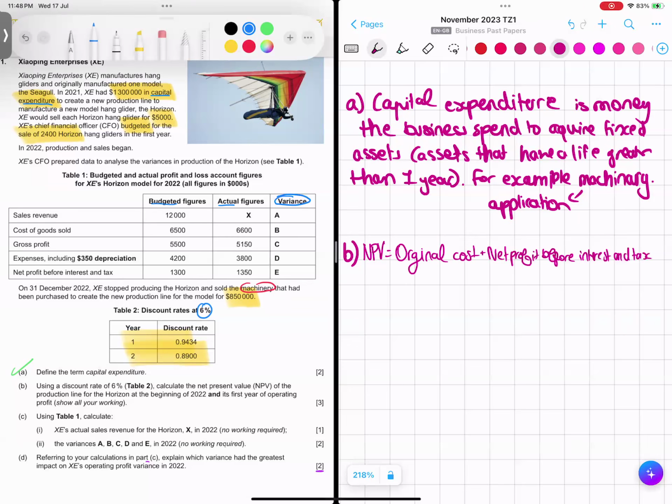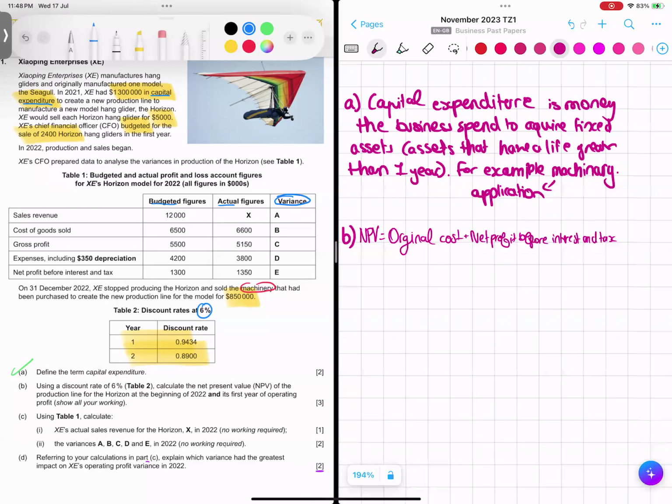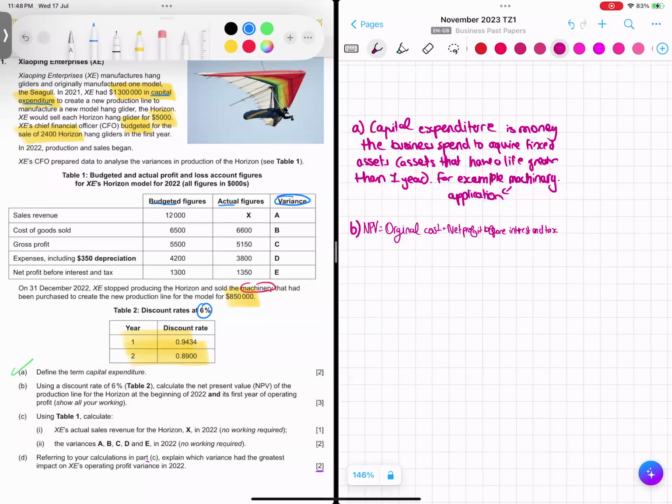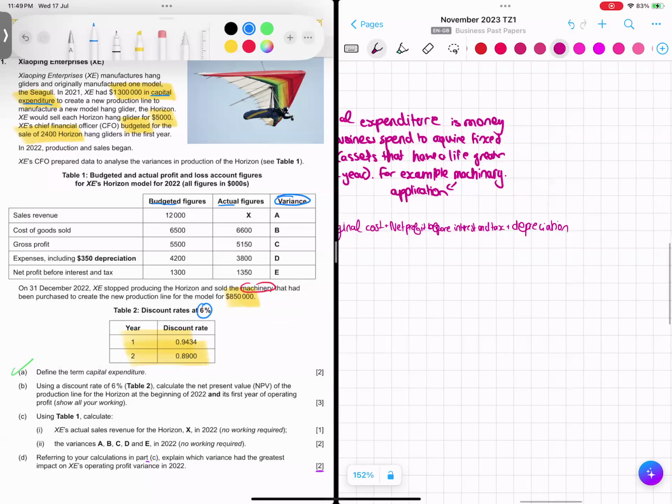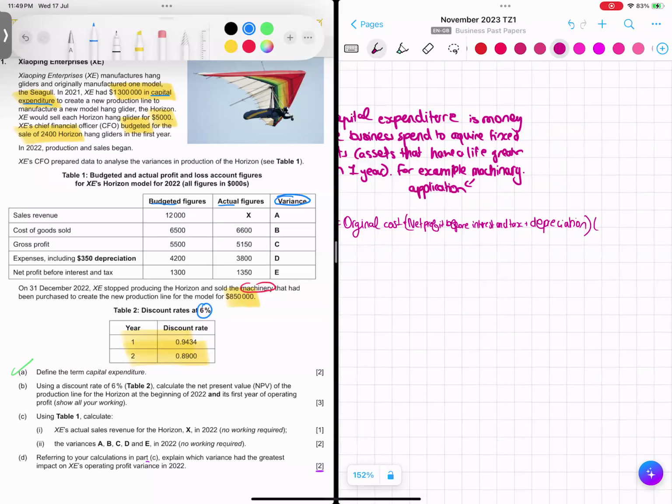We have to make this just a bit wider. Then we also have to add depreciation to all of this. And then we have to multiply all of this by the discount rate in year one, because they did say at the beginning of 2022, 0.9434, excuse me.